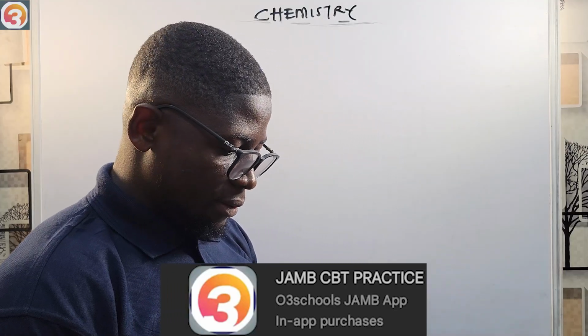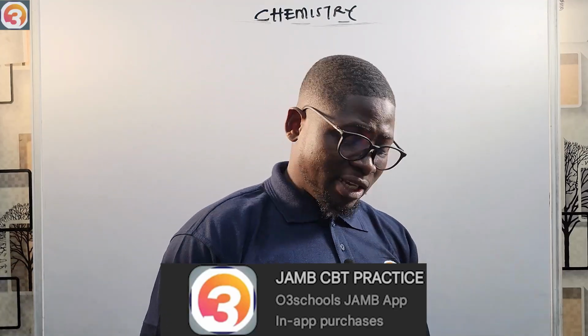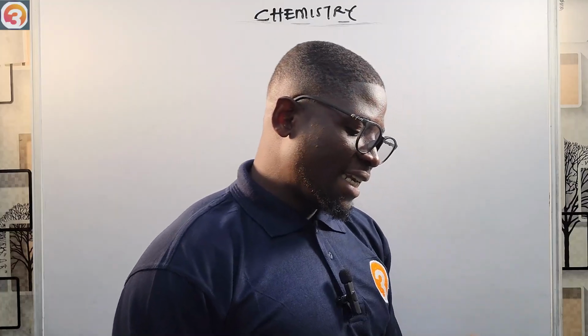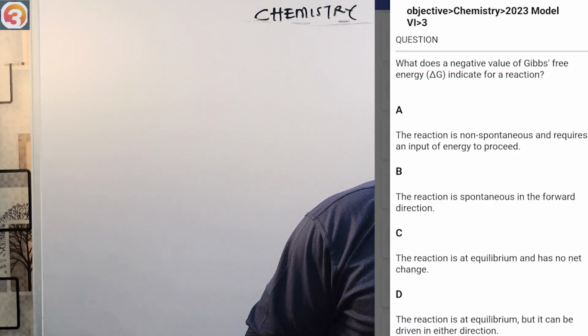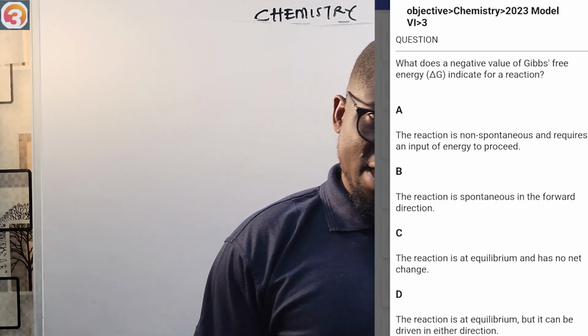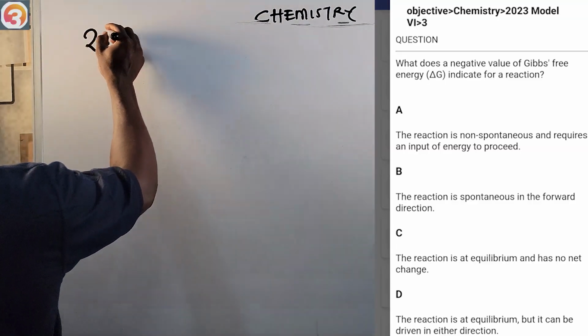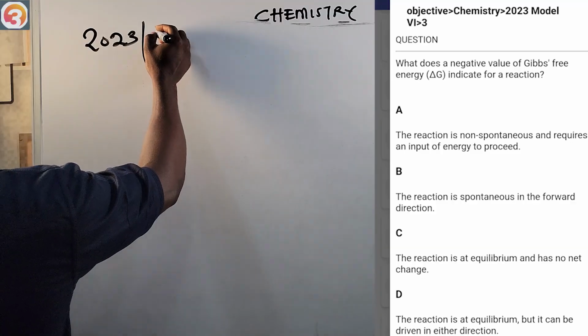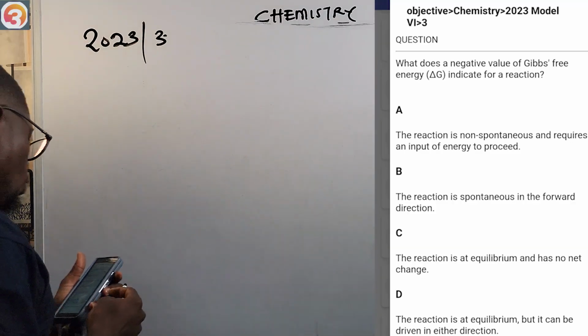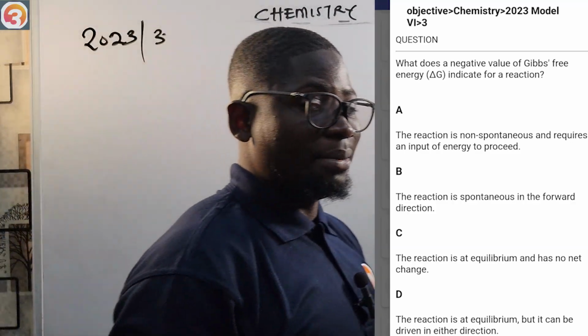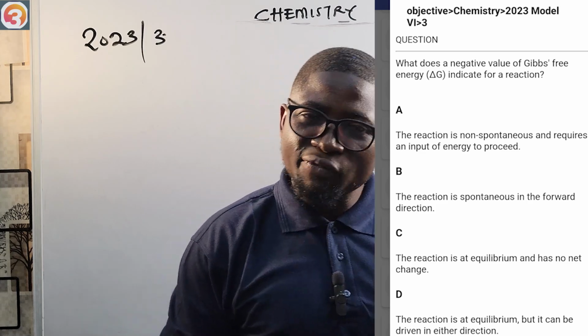Let's see. So I'm given a first question here. They said, what does a negative value of Gibbs free energy delta G indicate for a reaction? It's being shown on your screen. This is a 2023 question number 3.